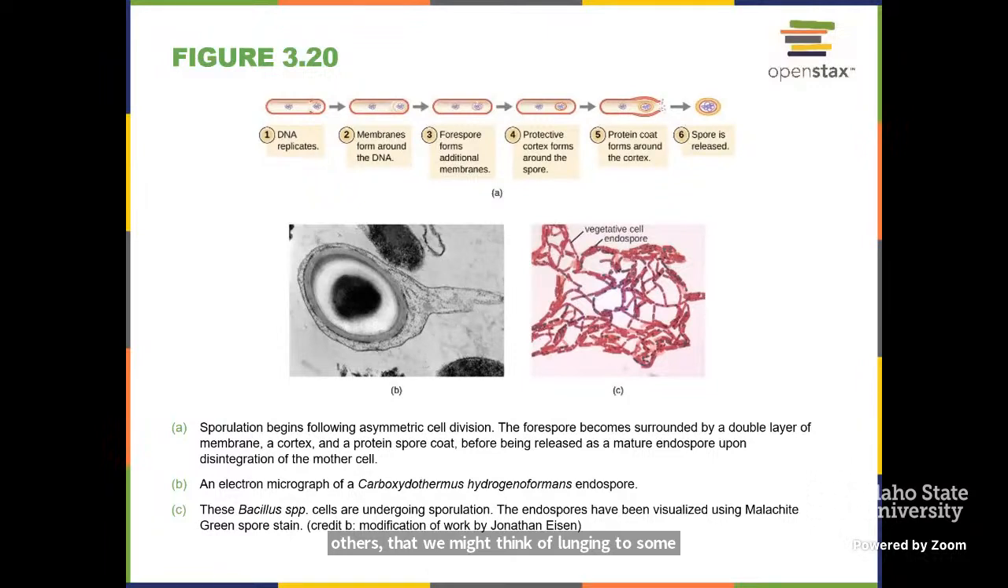So we talked about the spore formers, the Bacillus or the Clostridium, that can form spores and basically go on to live another day when conditions are a little unfavorable.